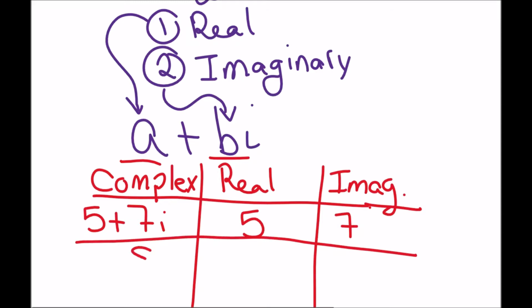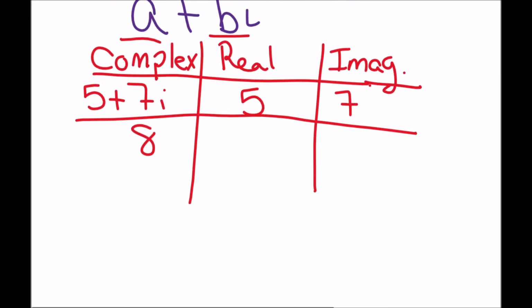Now say we're just given the number 8, because your textbooks are tricky and they'll do that to you sometimes. So how we could treat this is we still look at that a plus bi. And since there is no bi, the entire thing is real. So the real component is 8, and the imaginary component is 0, because there's no i term over here. So we can say this is real only.